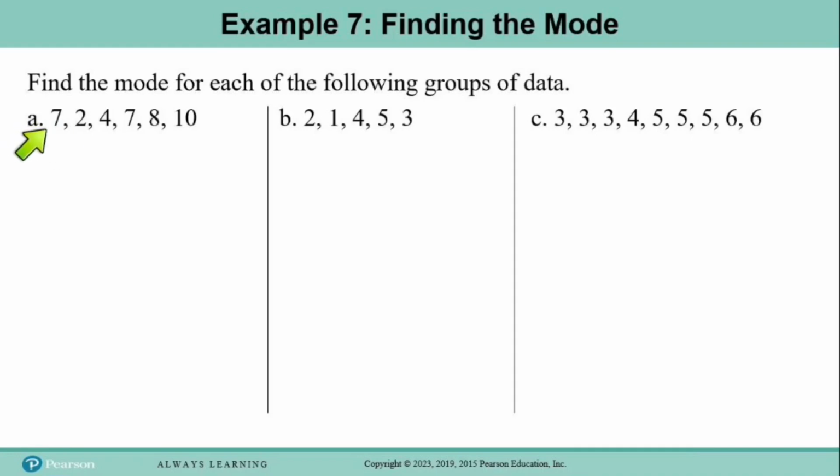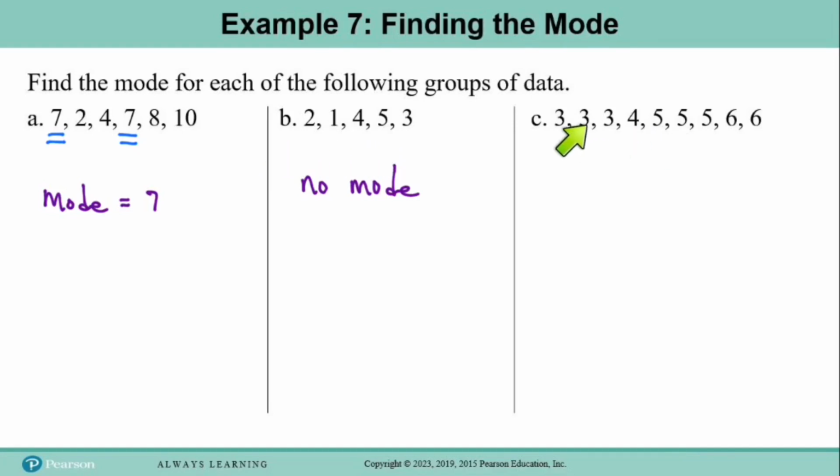So here in example 7, let's practice finding the mode for these data sets. In part A, our data values are 7, 2, 4, 7, 8, 10. There's only one value that occurs more than once, and that would be the 7. So for this data set, the mode is 7. If we look at part B, the data values here are 2, 1, 4, 5, 3. None of the values are repeated, and so for this data set, there is no mode.